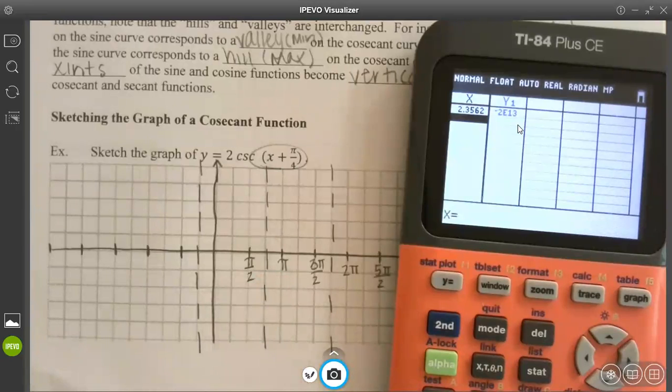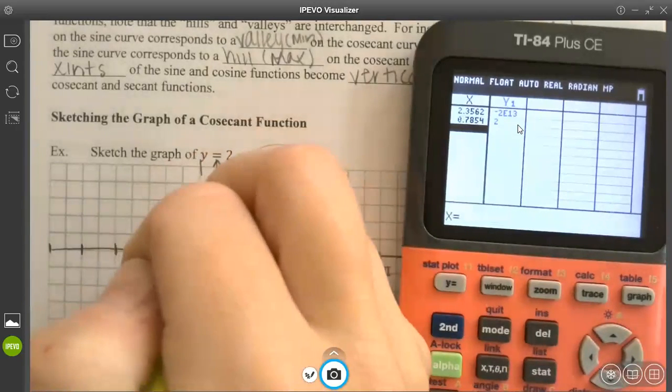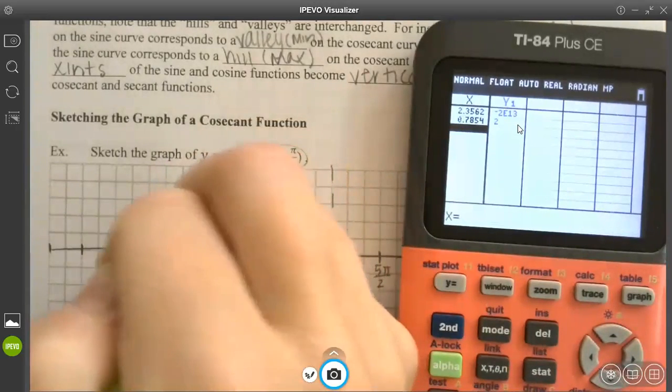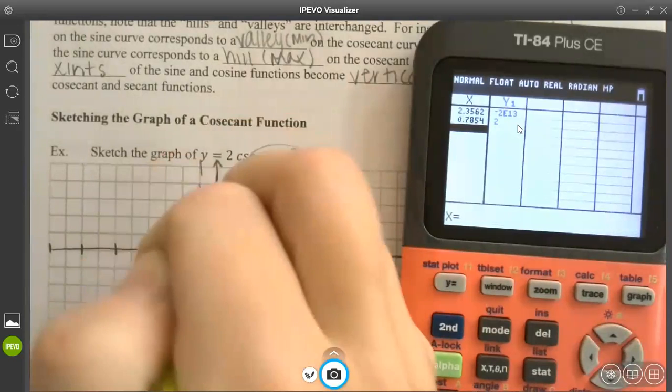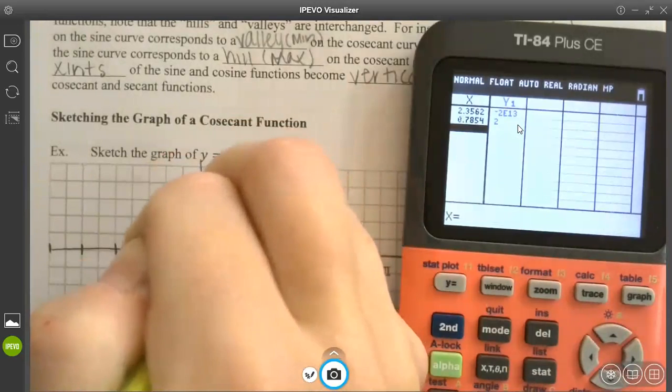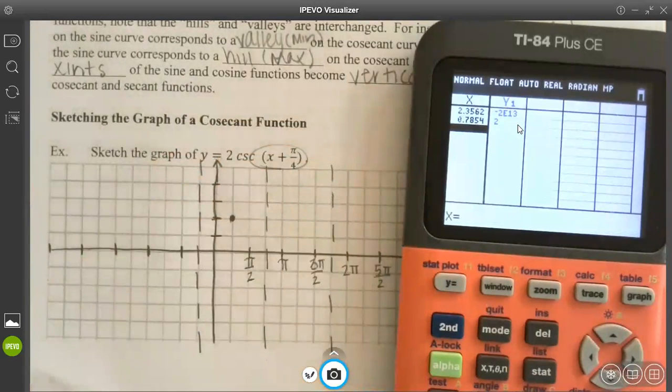Negative 2e to the 13 looks like 0, right? So we'll look at this one in just a minute. Okay. What's directly in between these two? Pi over 4. What do we get for pi over 4? 2. So we're going to go up by 1. This one is going to be 2.